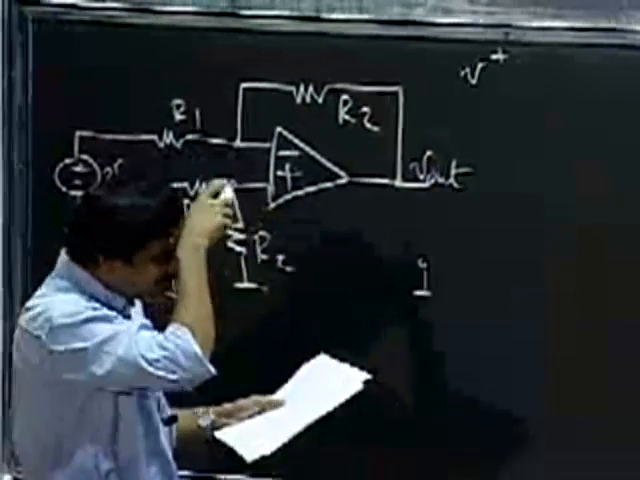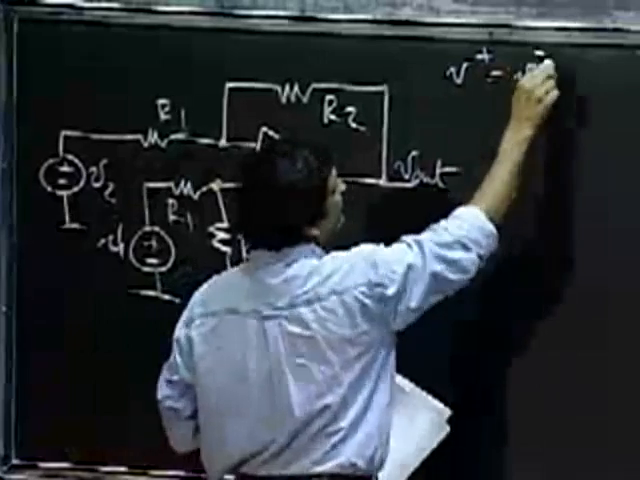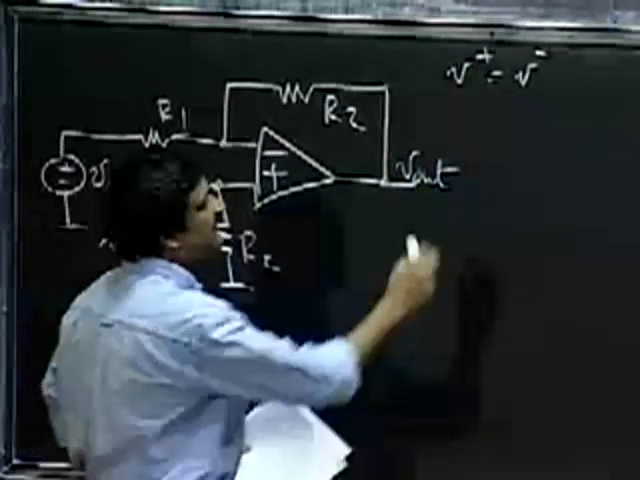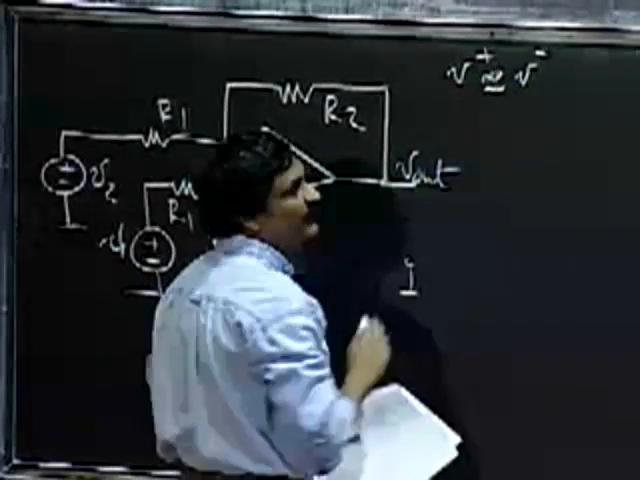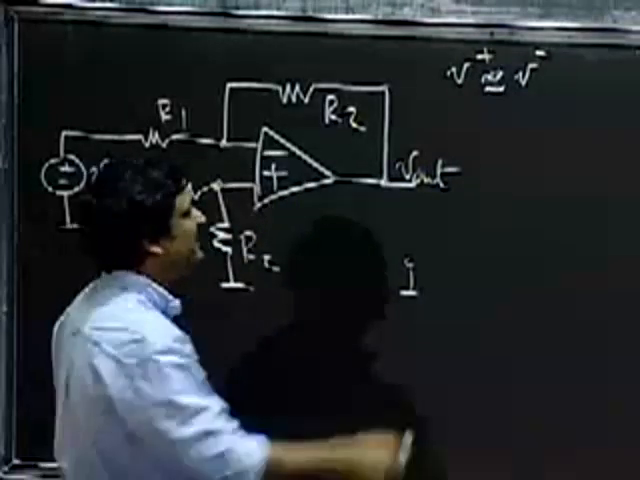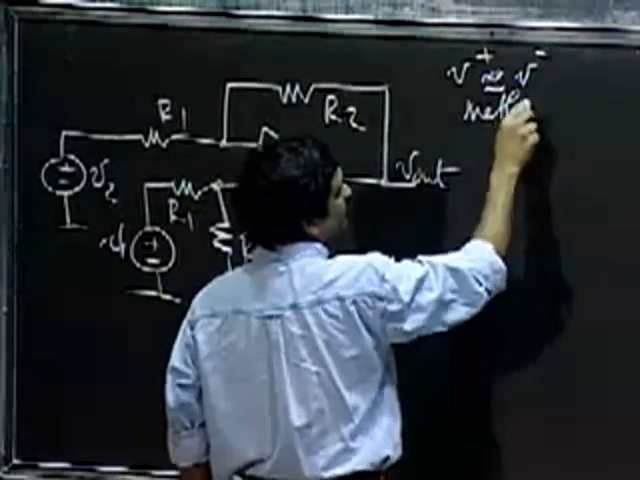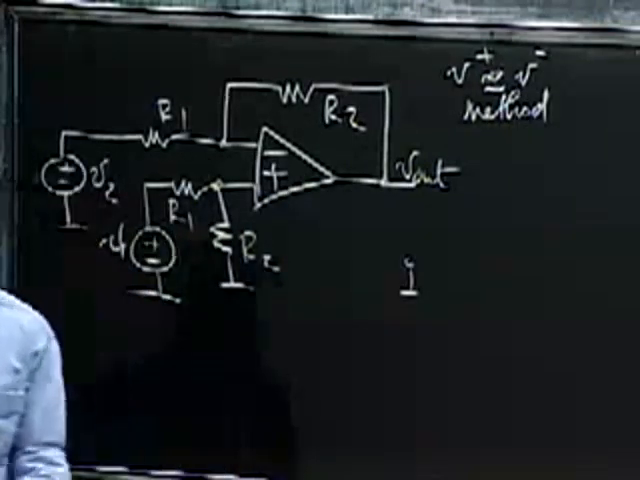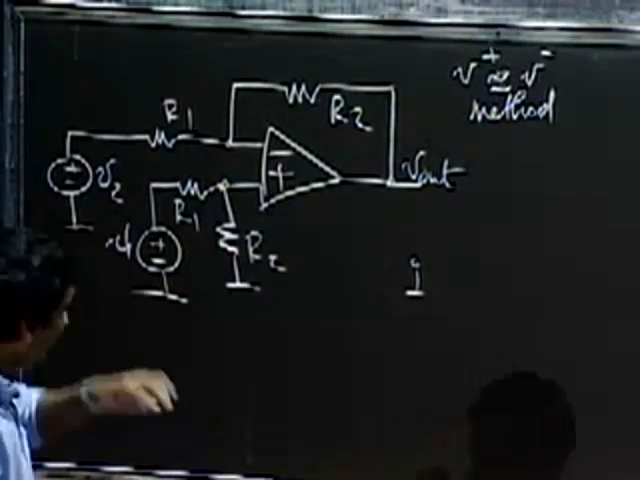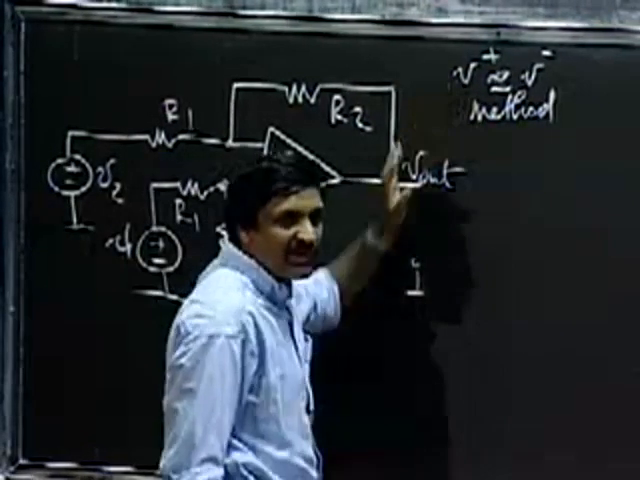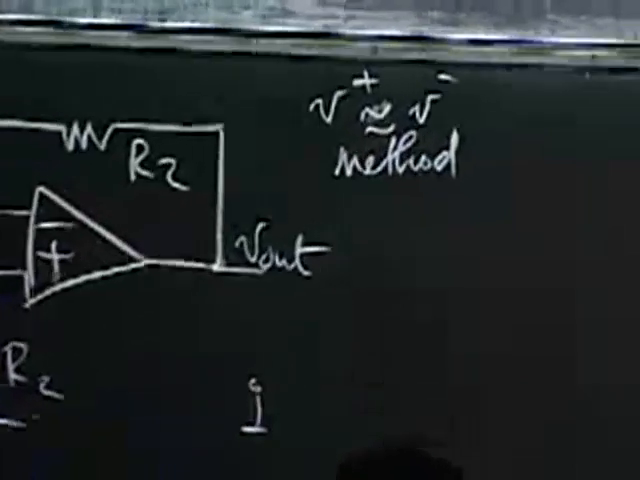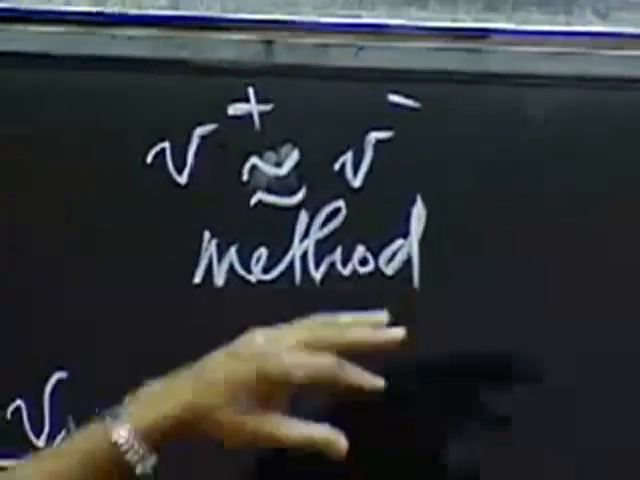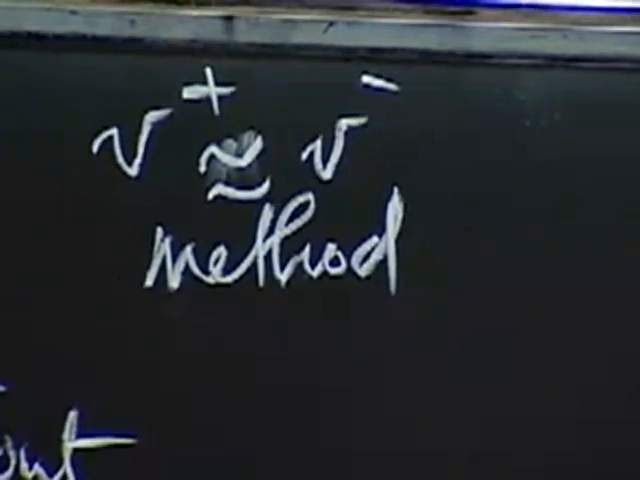We fondly call that technique, there's no formal name for it, but we fondly call that V plus more or less equal to V minus method. But this is also variously called the virtual ground method and so on. But we shall call it the V plus more or less equal to V minus method.